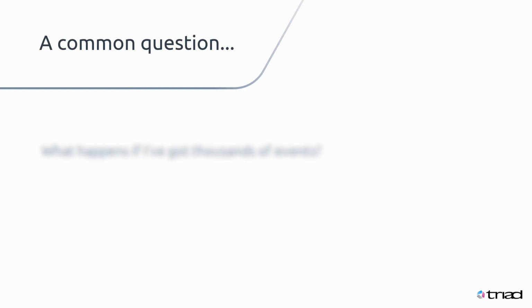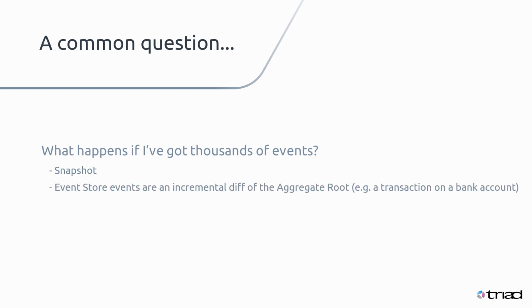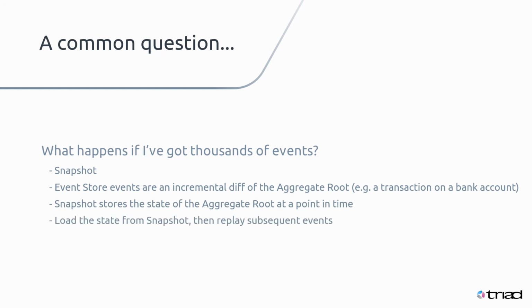So a common question we've received about event sourcing is, what happens if I've got thousands of events? If an event stream has so many events that retrieval from the event store and rehydration takes too long, then a snapshot is usually the answer. While the event store stores events, each one representing an incremental diff of the aggregate root, such as a transaction on a bank account, the snapshot stores the state of the aggregate root at a point in time. So rather than replaying all events from the beginning of time, we load the state from a snapshot, which jumps us ahead in time, then rehydrate using the subsequent events. The snapshot must also record the position of the last event in the event stream, so we know where to start rehydration from.